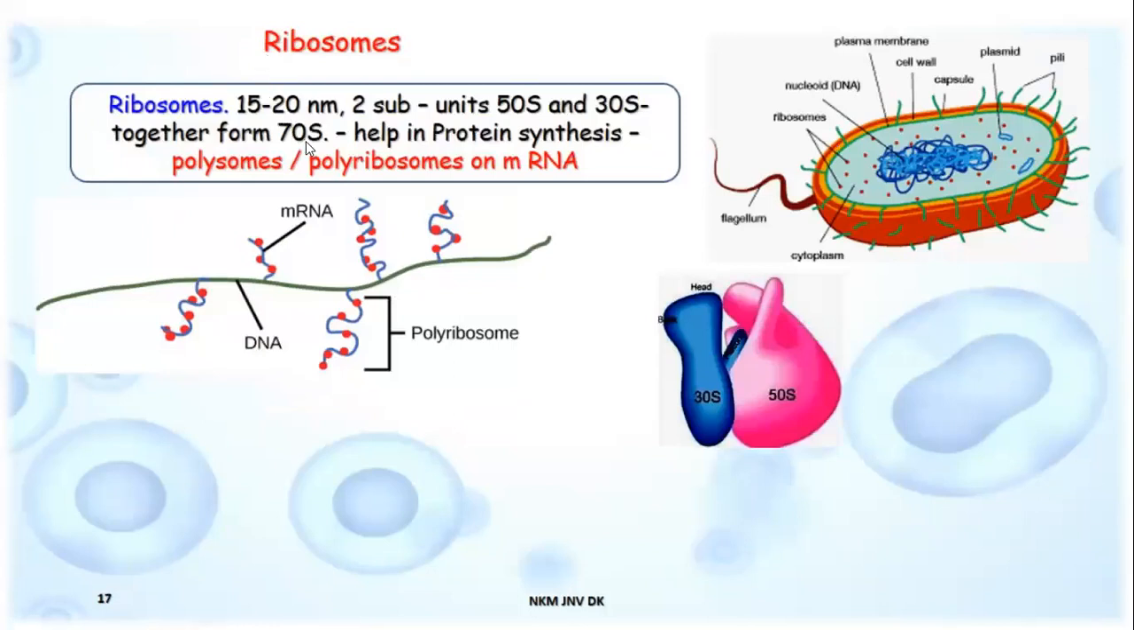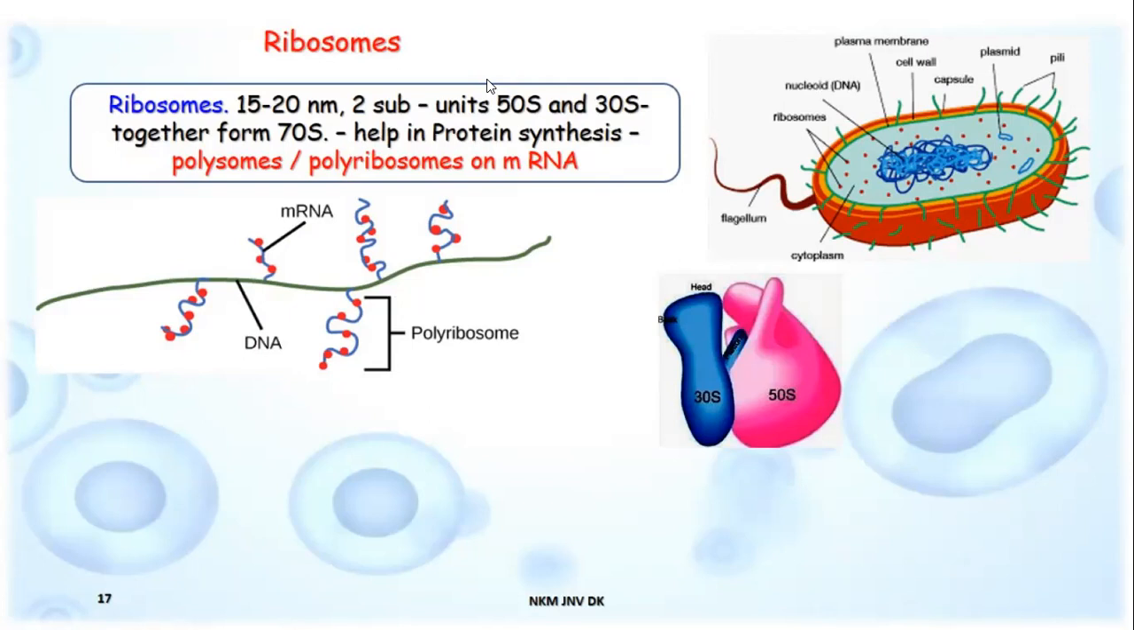Ribosomes are 15 to 20 nanometers in size. Two subunits are there, the small subunit of 30S and the big subunit of 50S. Together they form the 70S ribosome, and it helps in protein synthesis.